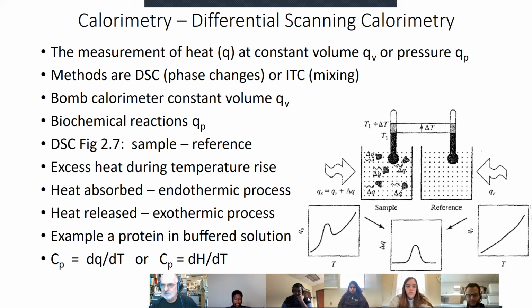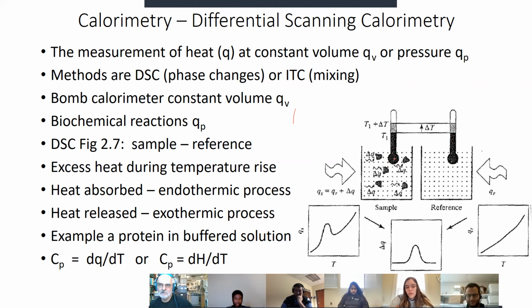Some of the calorimeters have sort of a lollipop structure. Well, it's right here. It has a lollipop structure like this, where there's a device at the bottom that you fill. One side is filled with reference, which would be buffer in our case, and the other side is filled with macromolecule.